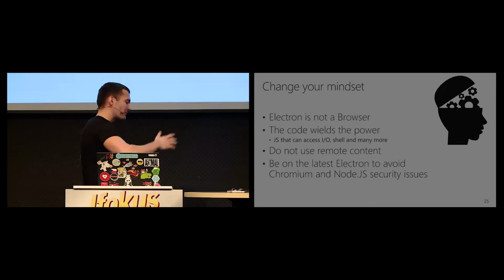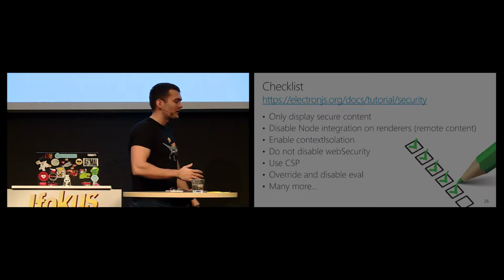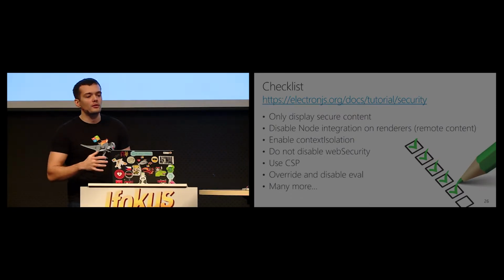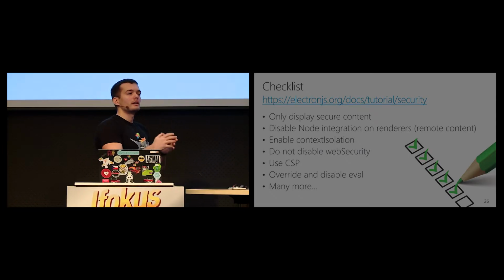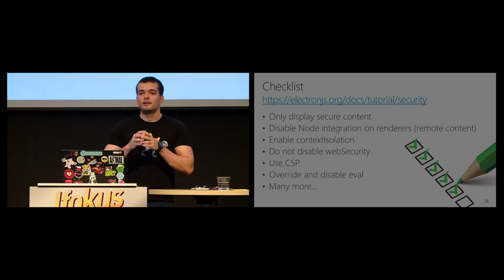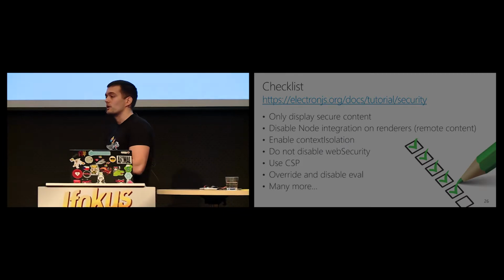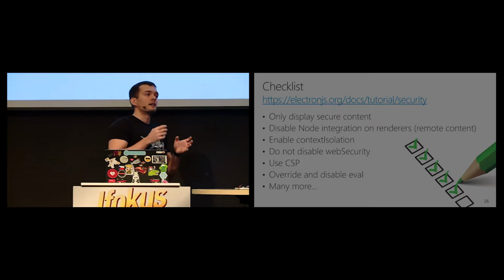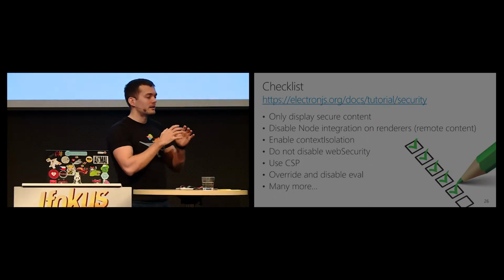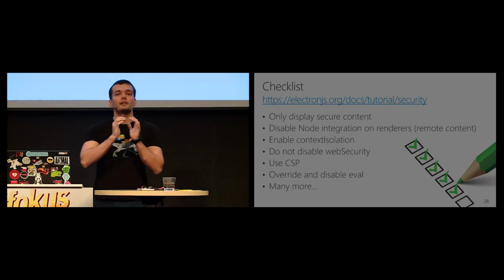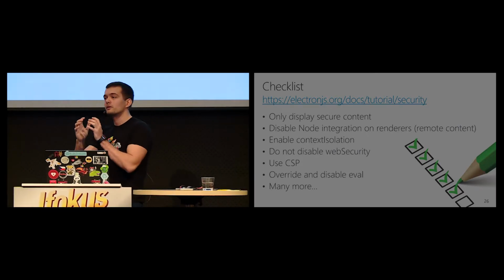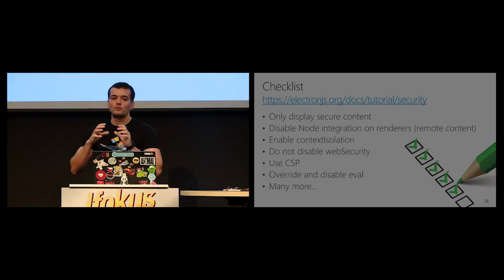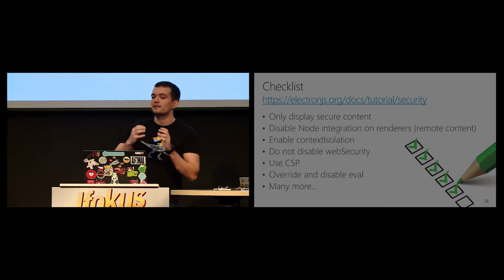Then there's a whole bunch of checklists in the Electron documentation, which I encourage you to go through if you want to create your own Electron app. Only display secure content, never load HTTP content. Disable the node integration in the renderer, as I was talking about, because of the remote content that you can enable. Then you have context isolation. This allows the processes to be context isolated. So basically, you won't be able to share memory between them and all these things, so you have a safe environment.